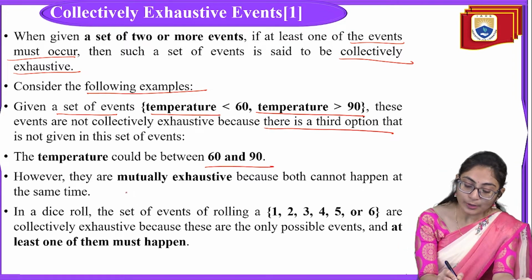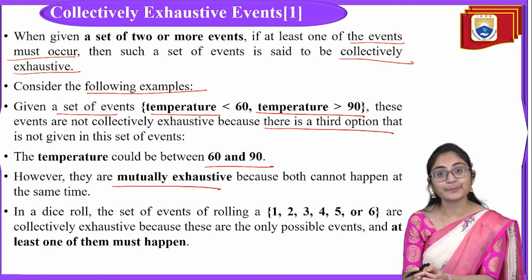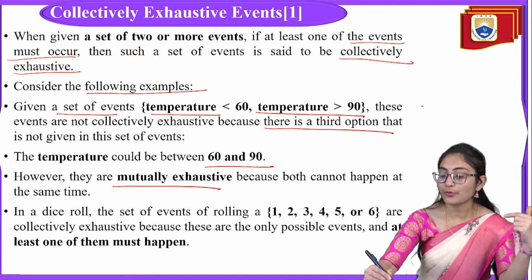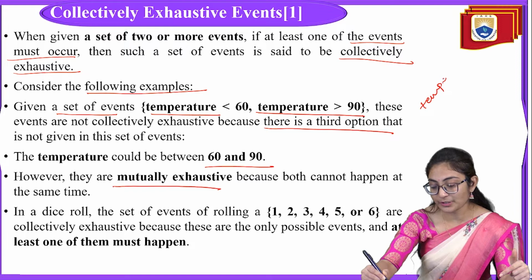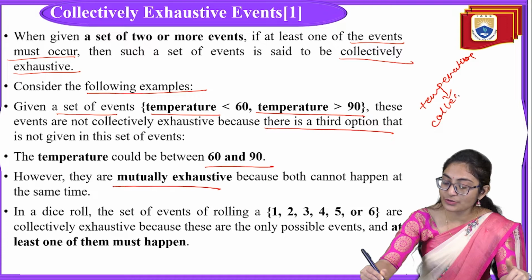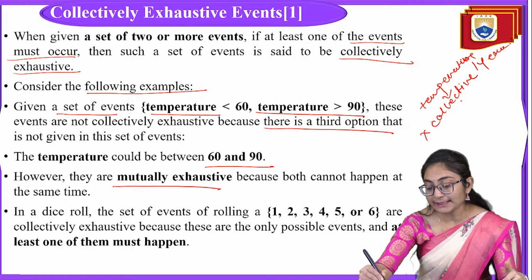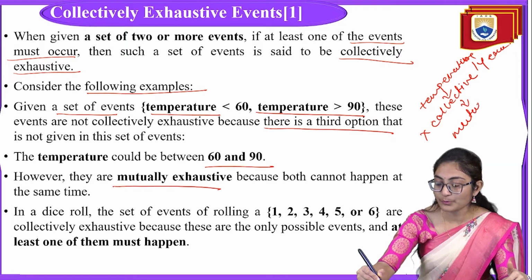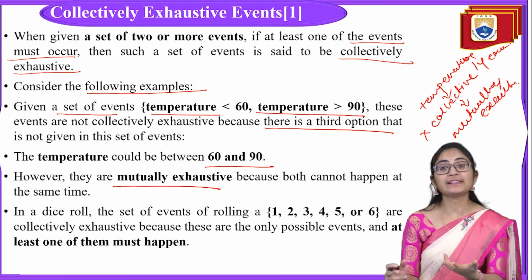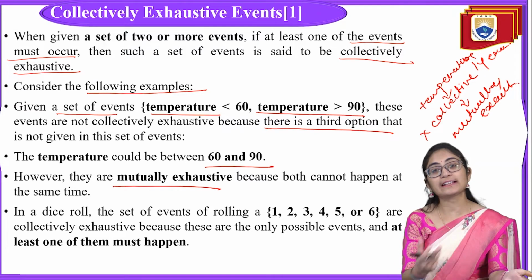But they are mutually exclusive because they cannot happen at the same time. What we are saying is that the temperature events we have declared are not collectively exhaustive, but they are mutually exclusive. Why? Because they are not happening at the same time. Again we can take another example.